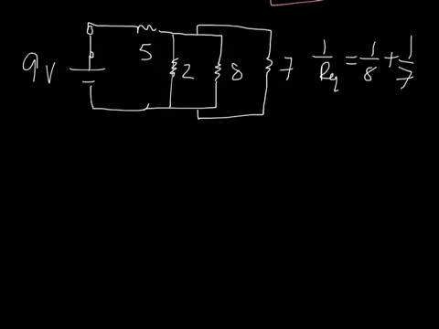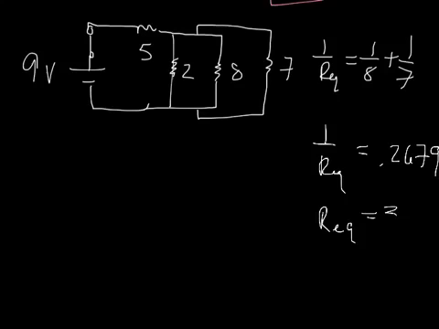All right, so what do we get? 1 over 8 plus 1 over 7. Give me a number, please. Well, sorry, that's 20%. You get 0.267, 8, 9. And then R is the inverse? 3.7. 3.7.